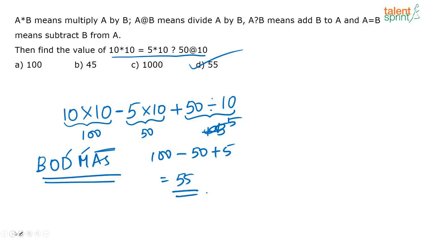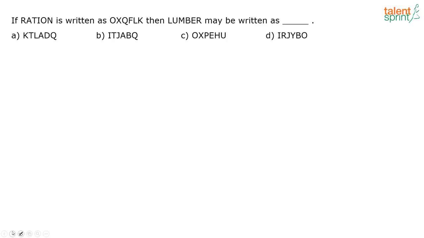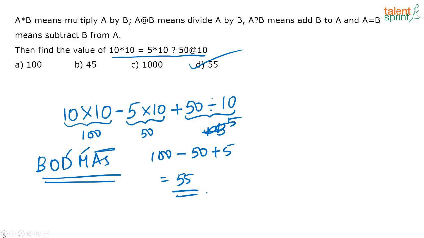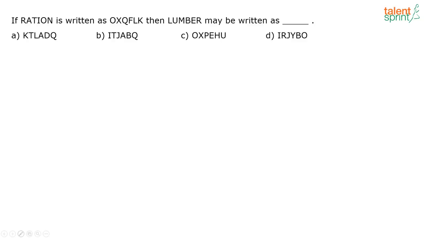Praveen, Shirley, how do you get the answer as B? Please check, some calculation mistake you have made. 50 by 10 is 5. 5 tens are 50. 10 into 10 is 100. I did the multiplications and divisions first and then did additions and subtractions. Why are some of you giving me the answer as 55? Yeah. Then why do some of you give me the answer as B?